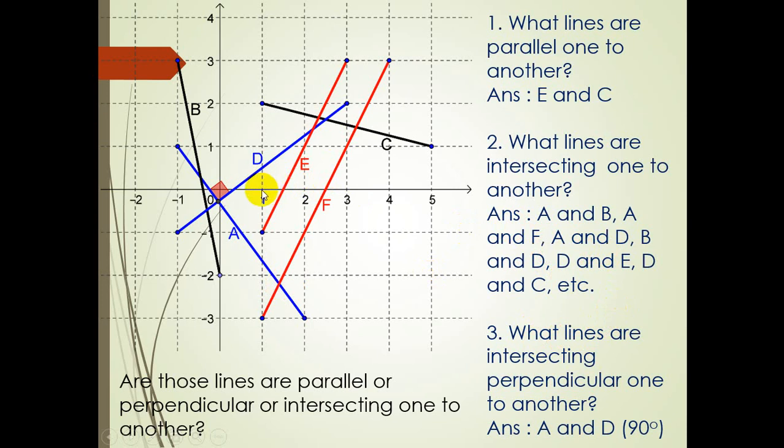But what is the clue for that? The clue is this one. What is it? This is the right angle sign. So according to that, this must be 90 degrees. So line A and D intersect perpendicular.